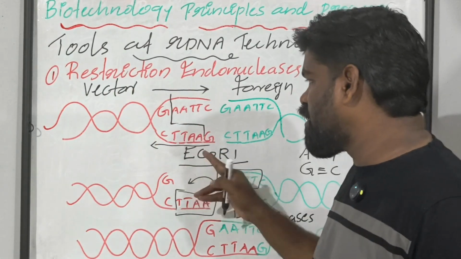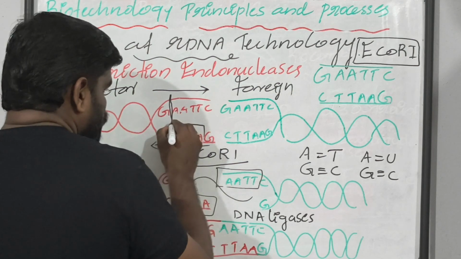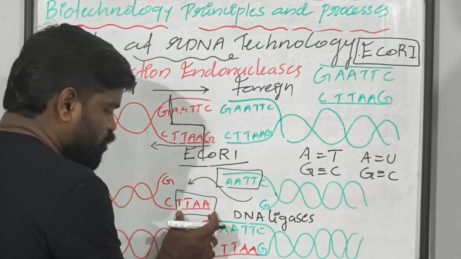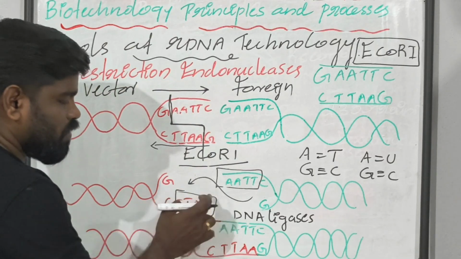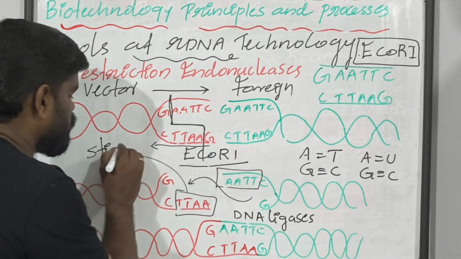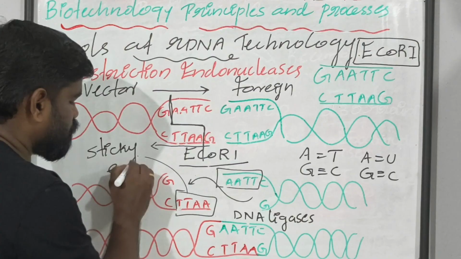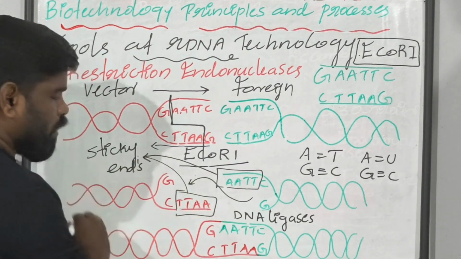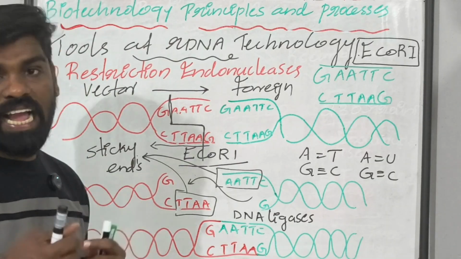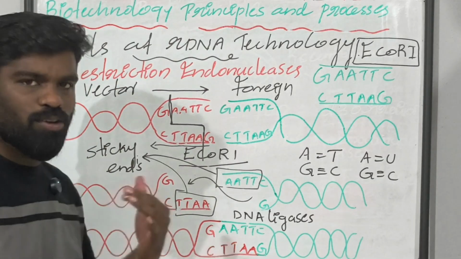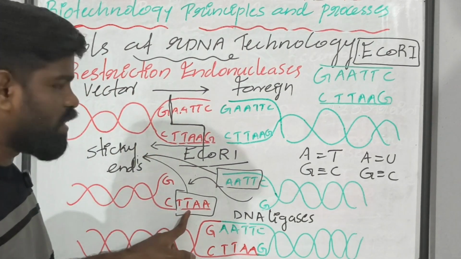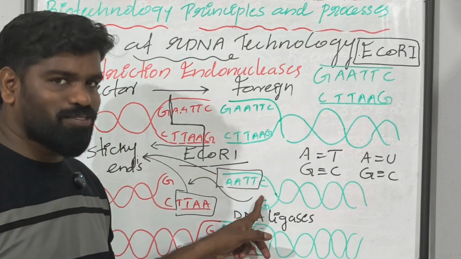And when they cut, this is the way they cut, and after that we will get a single stranded portion. This single stranded portion we call a sticky end. Now, what is a sticky end? Sticky end, or cohesive end, or staggered end; we can say it by different names. When we cut the vector DNA, we get a sticky end, and when we cut the foreign DNA also, we get a sticky end.